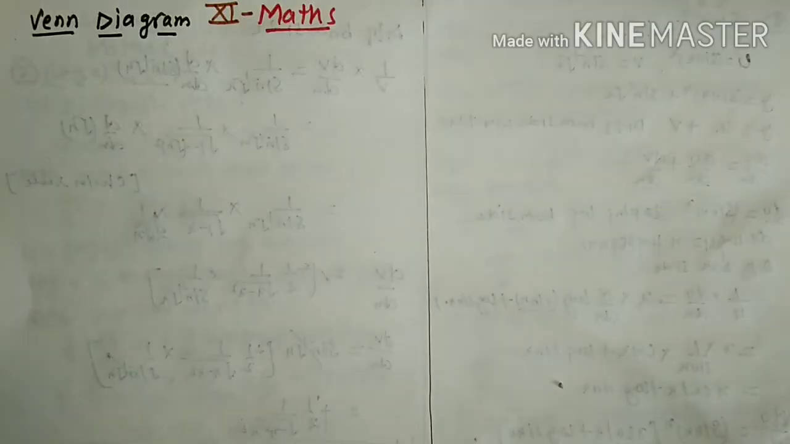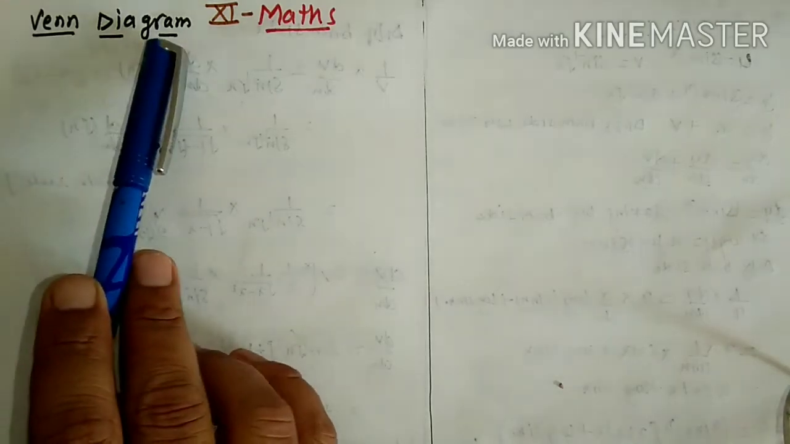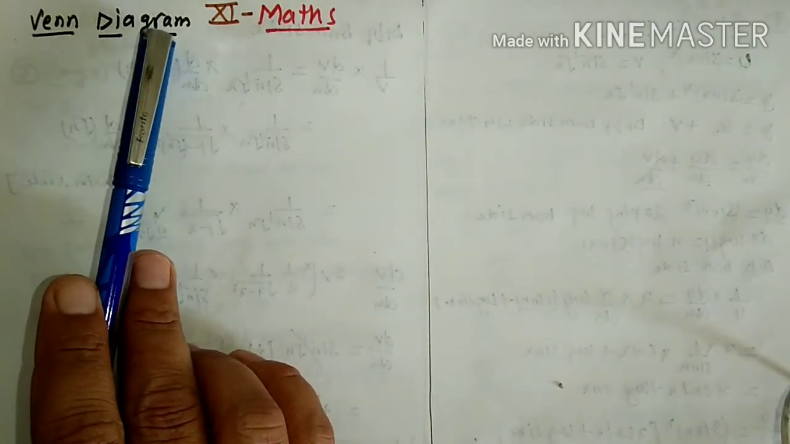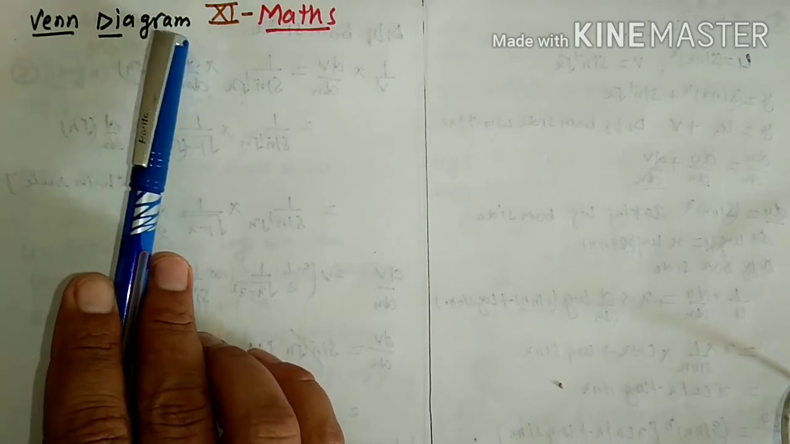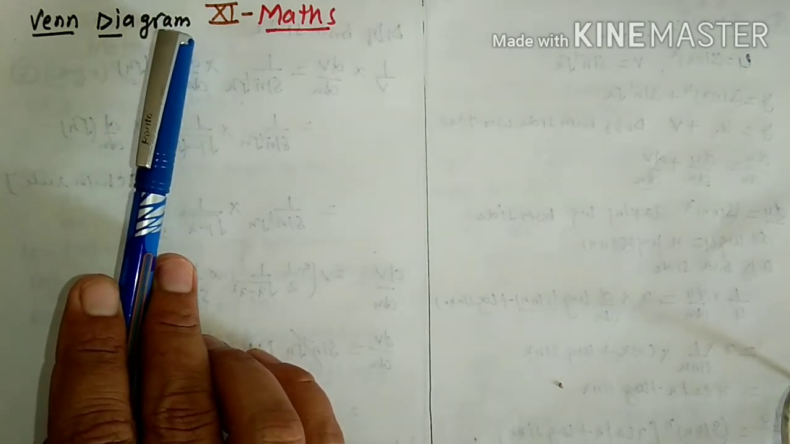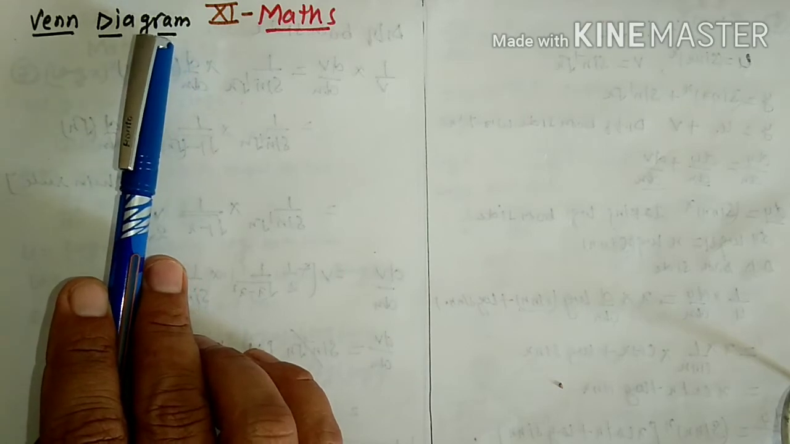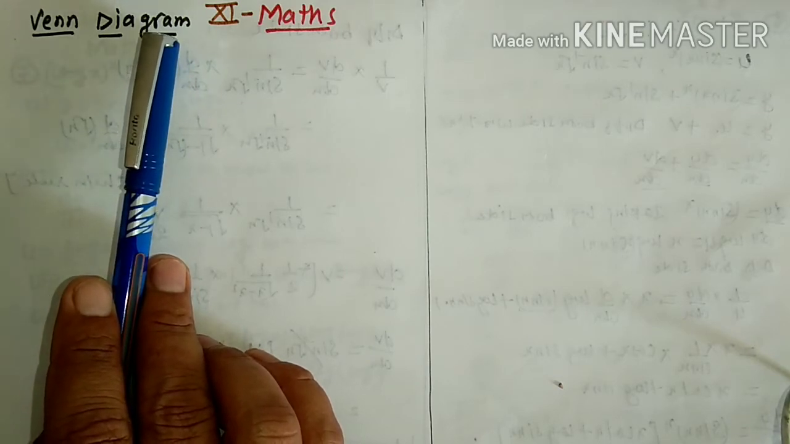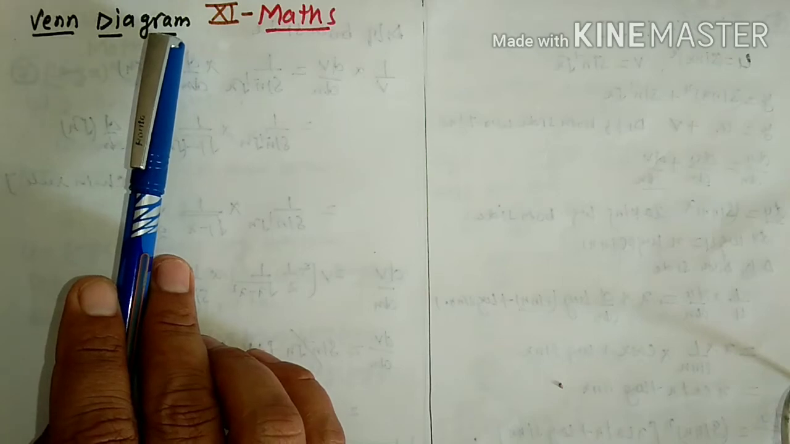Hello students, today we will discuss class 11 maths, and today we have a topic Venn diagram, chapter 1, and also operation on set. So we have already discussed the types of sets. Now today first we will discuss Venn diagram. So what is Venn diagram? Venn diagram is a representation of a set by the points on a closed curve. Clear? Means we are representing a given set by a closed curve.